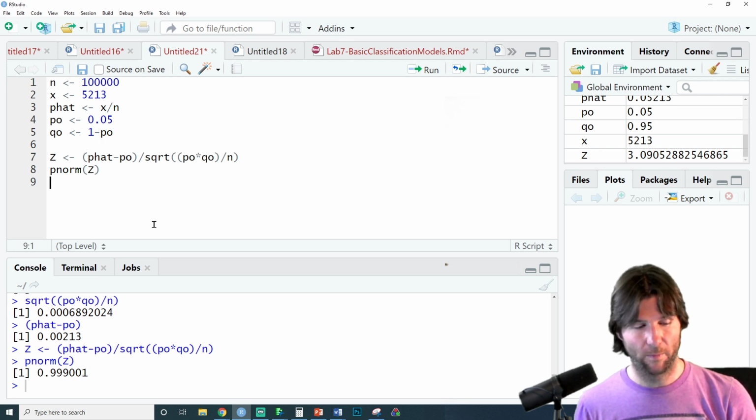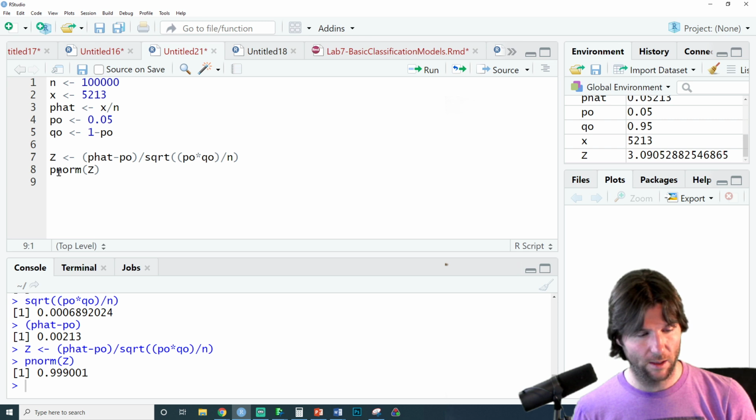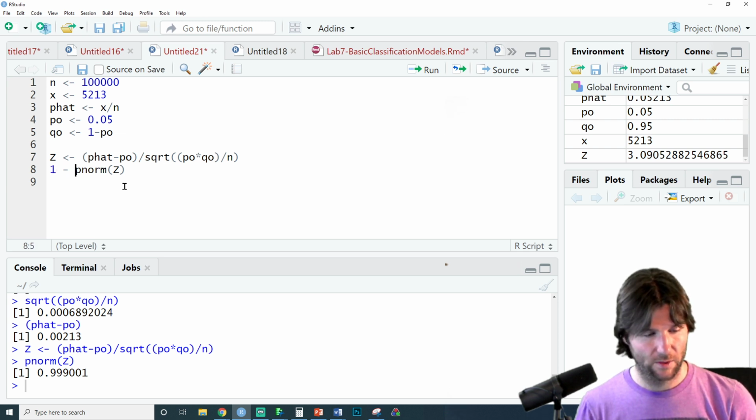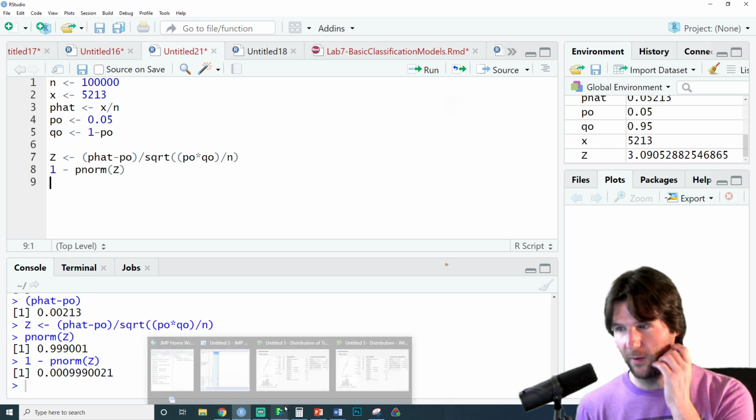Yeah, it's going to be a very small p-value. And are we doing the greater than? So we go right here and do 1 minus. Cool. And there's our p-value, it looks like.